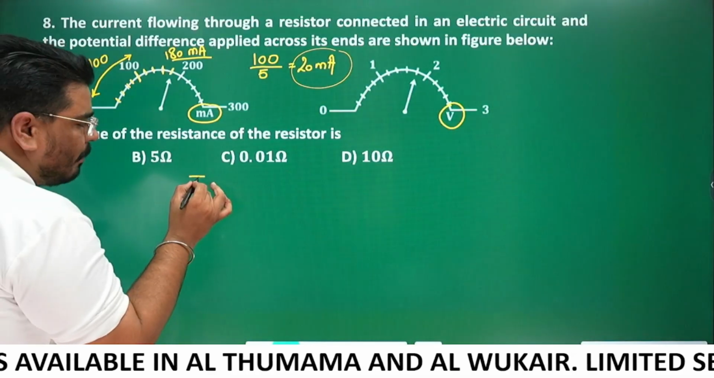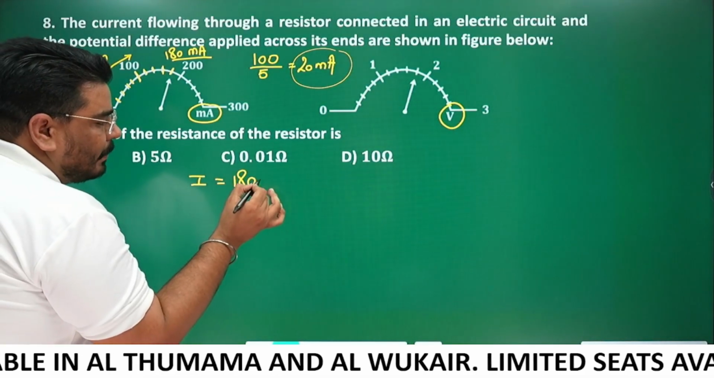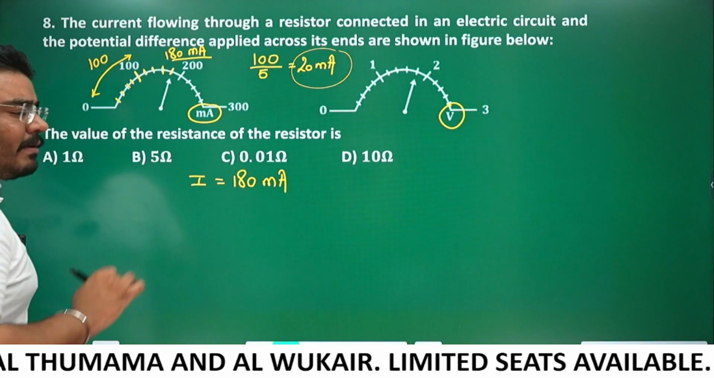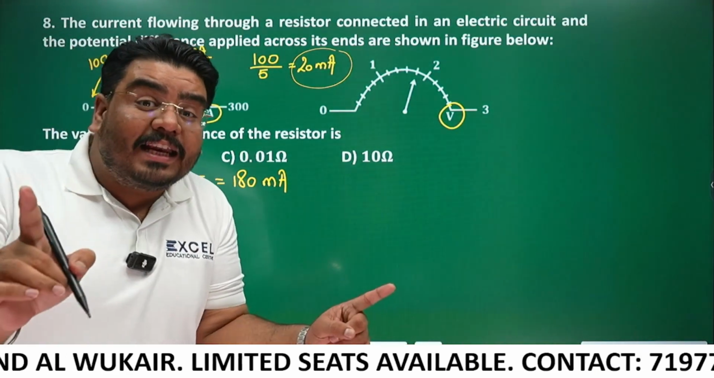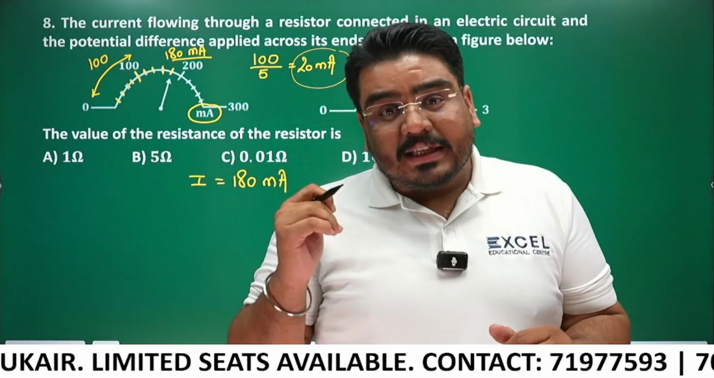So current is how much? Sir, 180 milliampere. And now we have come to this part. So let's convert it also. We need everything in SI unit.